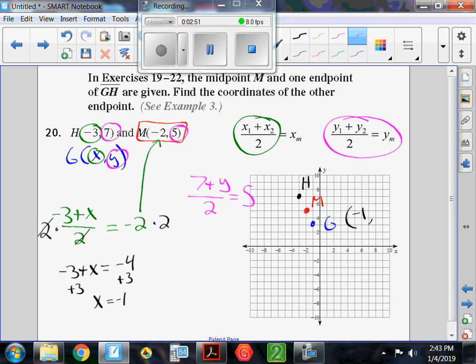So I need y to be something so that 7 plus y gives me a number that, when I divide by 2, I get 5. You can kind of think through it that way, or you can go back to solving by multiplying by 2.